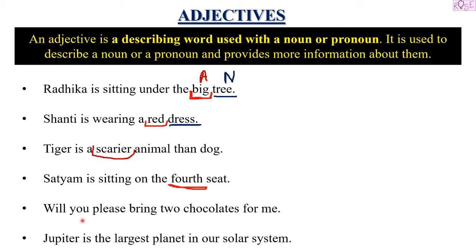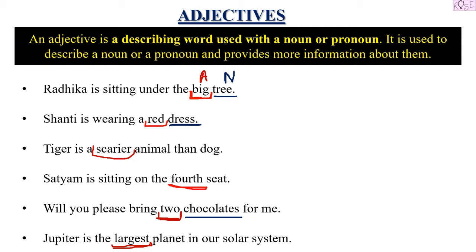Next we have: Will you please bring 2 chocolates for me? How many chocolates did he ask for? They asked for 2 chocolates. So 2 is an adjective and it is describing chocolates. Last is: Jupiter is the largest planet in our solar system. Which word is describing Jupiter? Largest, right? So largest is the adjective here. Now we know what adjectives are and how we use them.